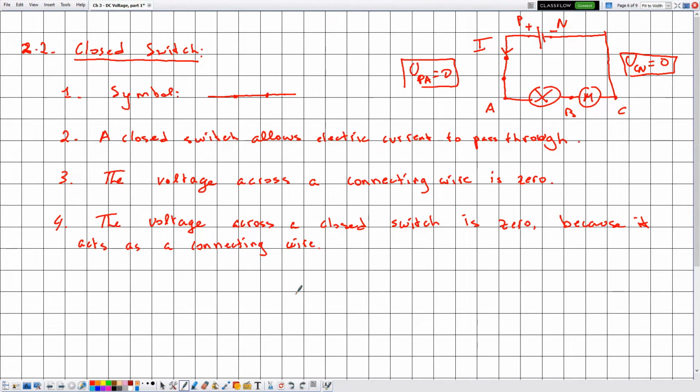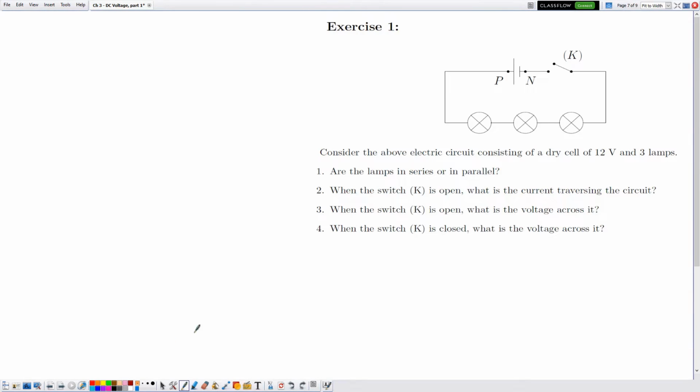Now it's convenient to solve some exercises as a direct application of what we have explained in order to check whether we have understood or not. Okay, exercise number 1. They are telling me consider the above electric circuit consisting of a dry cell of 12 volts and 3 lamps. Then the voltage of the battery is given by 12 volts, because we are measuring the voltage from the positive pole to the negative pole.